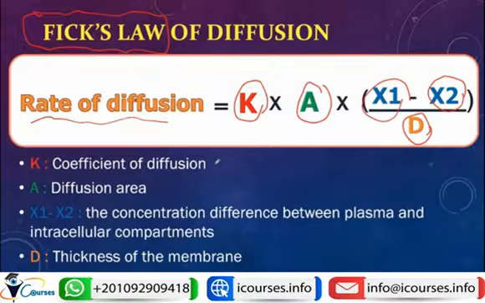So if the coefficient of diffusion is increased, the rate of diffusion will increase. And this coefficient of diffusion will be determined by several factors like the solubility of the drug, the concentration, and the molecular weight. There are other factors that we will talk about later. Then the A, which is the, just hold on please.